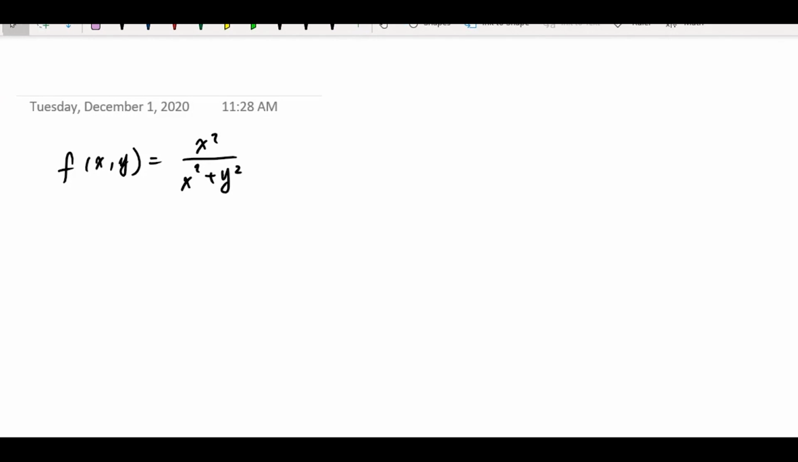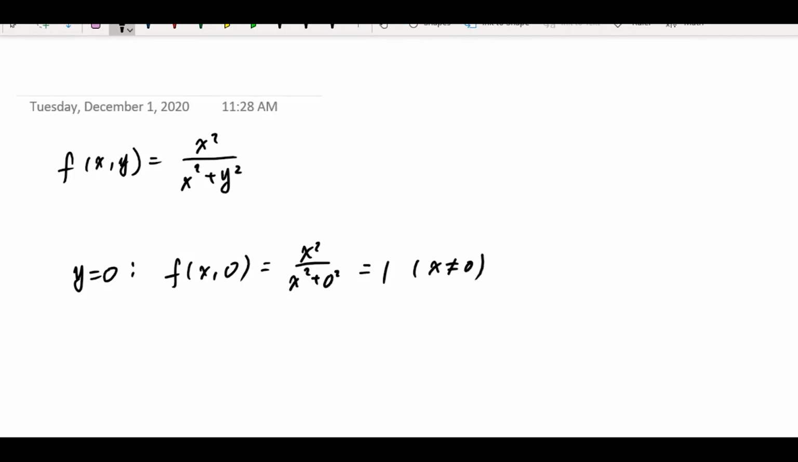Well, first, let's say y is equal to 0. In other words, f of x comma 0. You know what I'm saying? What is this thing? Well, that is x squared over x squared plus 0 squared, which is equal to 1. So far, so good. Once we cancel this, of course, x is not equal to 0, but we are approaching 0. As long as x and y are not both equal to 0, we are okay, because the denominator is not 0.